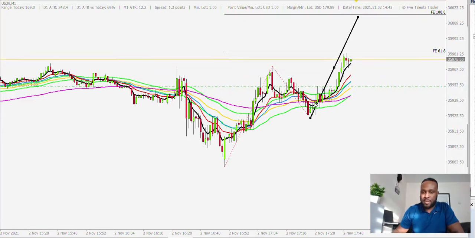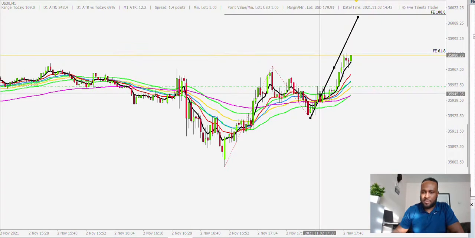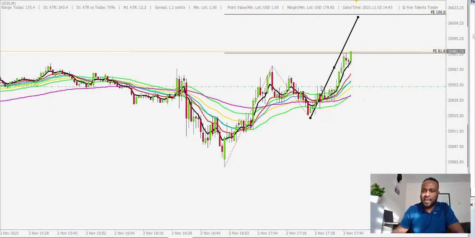So I get a break of the 89 EMA, about 3 points from there, something like that. Okay, 6 points, and I get in here. So that's my entry, and then I'm waiting for price to go all the way up.